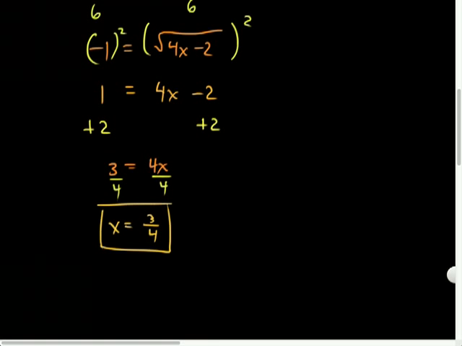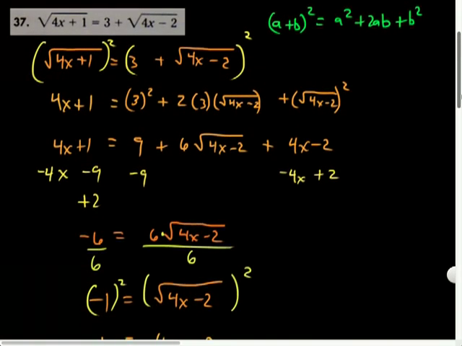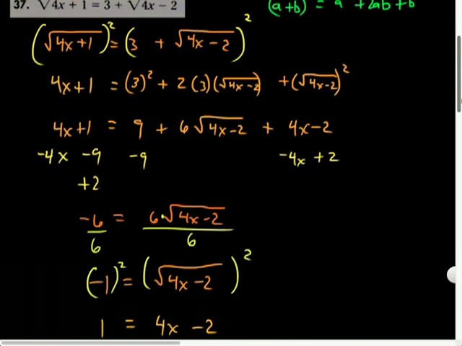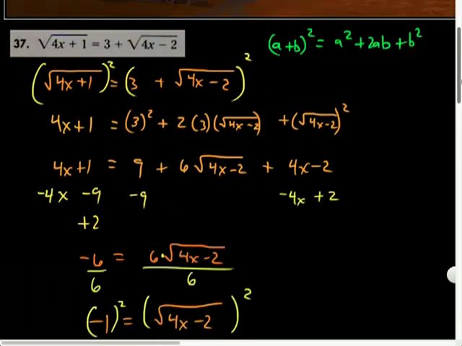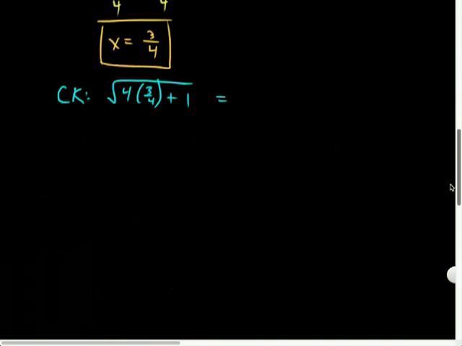However, let's do a formal check of this. Let's check it out now. The square root of 4 times 3/4, plus 1, equals 3 plus the square root of 4x minus 2.